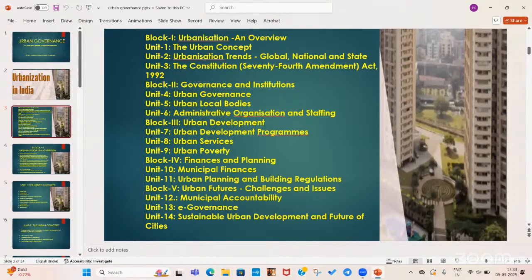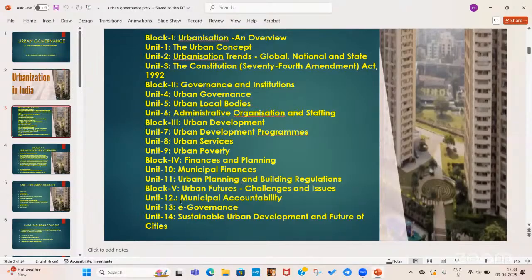Then Block 3. Here we'll discuss urban development under three different units, Unit 7, 8, and 9, where we'll study urban development programs, urban services, and urban poverty. Then Block 4, finances and planning. Here we'll cover two different units, Unit 10 and 11: municipal finances, then urban planning and building regulations.